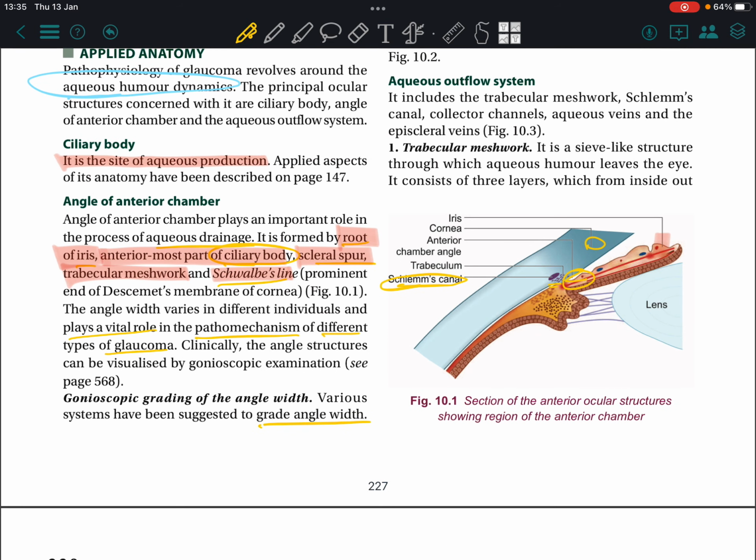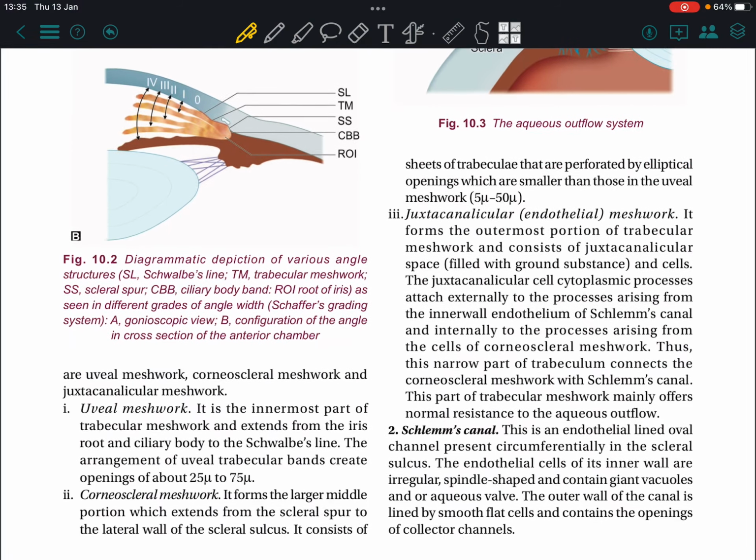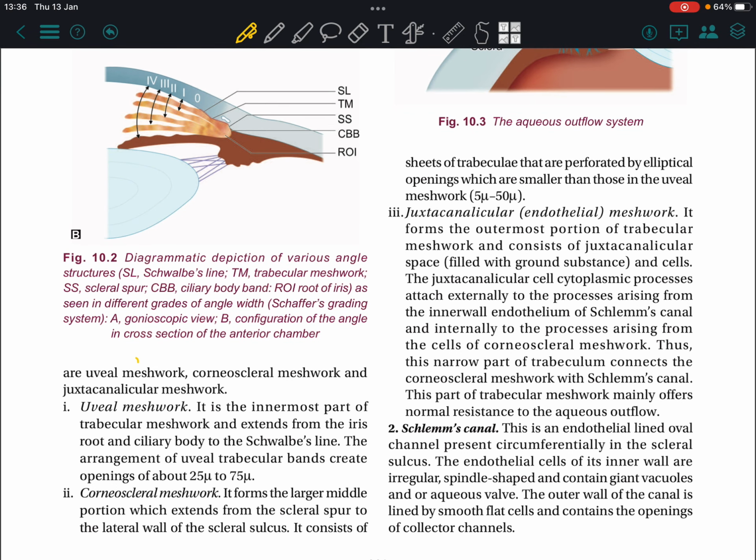Aqueous outflow system: it includes trabecular meshwork, Schlemm's canal, collector channels, aqueous veins, and episcleral veins. We'll see in figure 10.3. The first one is trabecular meshwork. It is a sieve-like structure through which aqueous humor leaves the eye. It consists of 3 layers which, from inside out, are uveal meshwork, corneoscleral meshwork, and juxtacanalicular meshwork.